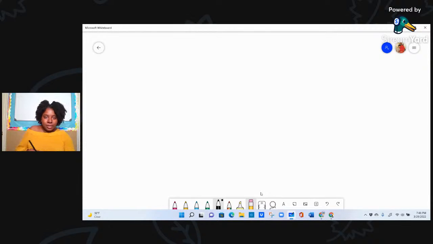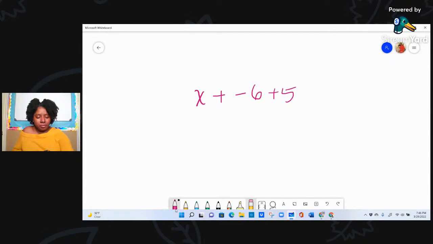Bad Kid J, you said you wanted x plus negative 6 plus 5. What is x? Do you have an equal sign in there? There's no way you can solve for x if there's no equal sign. So I need you to give me an equal sign or something.